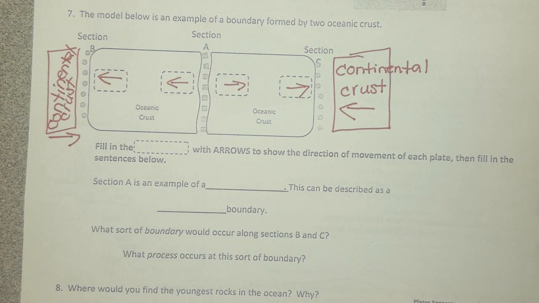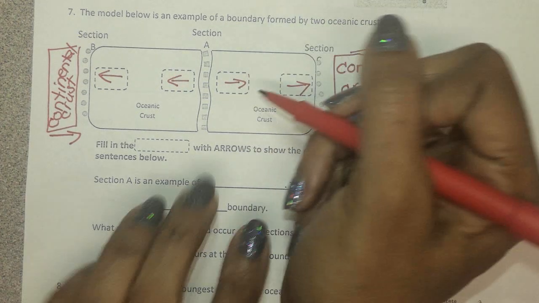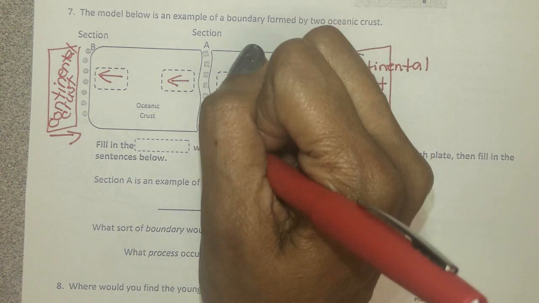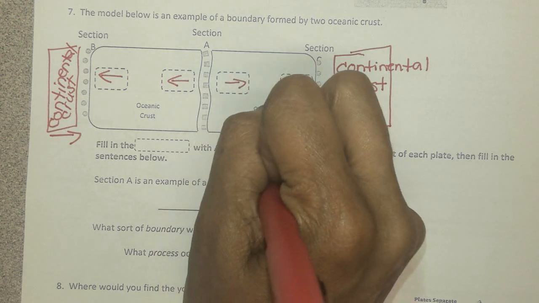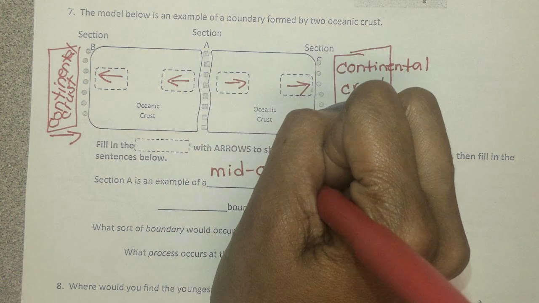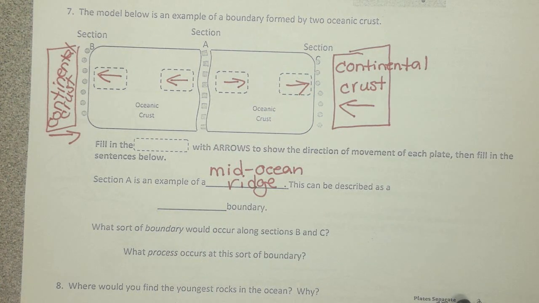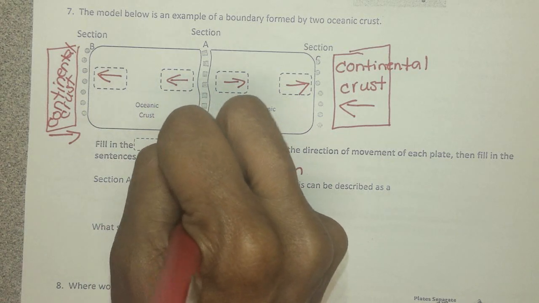All right, now we can fill this in. Section A is an example of what? Okay, two oceanic plates pulling apart. That magma comes up in the center. This is a mid-ocean ridge. And this occurs, like I said, at a divergent boundary.